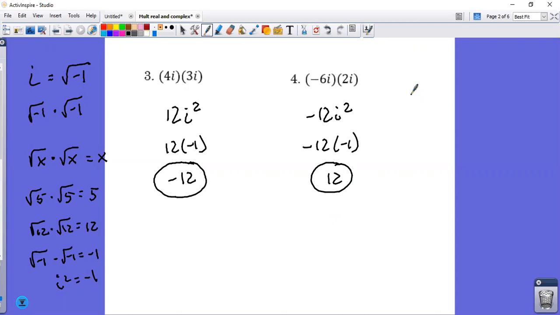Now, we don't get into all of this, but i to the first is just i, i squared is negative 1. i to the third power then would be negative i, and then i to the fourth power would be back to positive 1. And then it repeats. i to the fifth is i, i to the sixth is negative 1, and so forth. But you just need to remember i squared is negative 1.